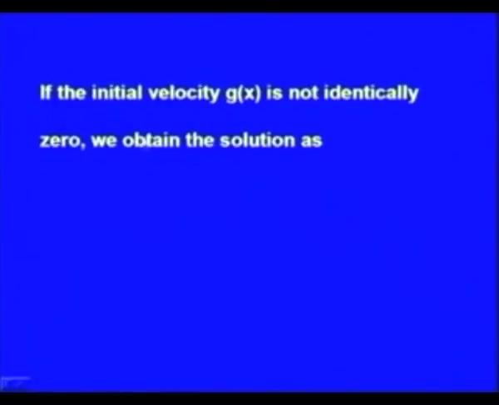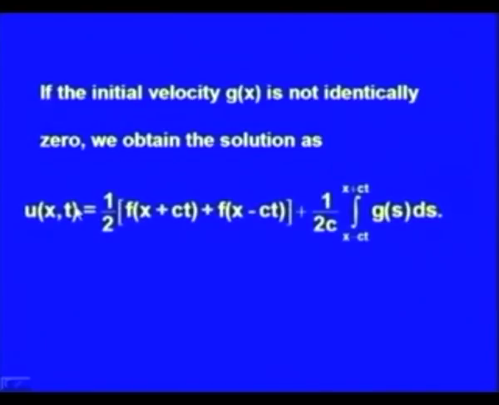So, this gives you half of f(x plus ct) plus f(x minus ct). Now, if we assume that the initial velocity g(x) is not identically 0, then we shall obtain the solution of the wave equation as u(x,t) equal to half of f(x plus ct) plus f(x minus ct) plus 1 by 2c integral from x minus ct to x plus ct of g(s) ds. This can be easily shown.